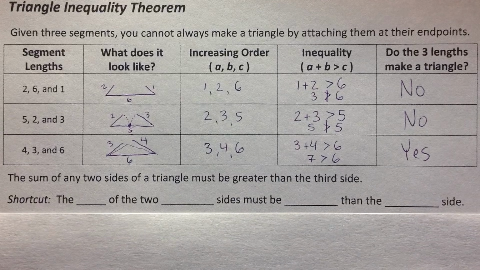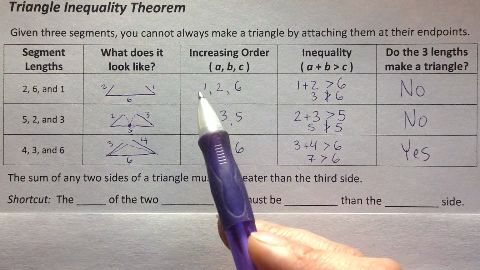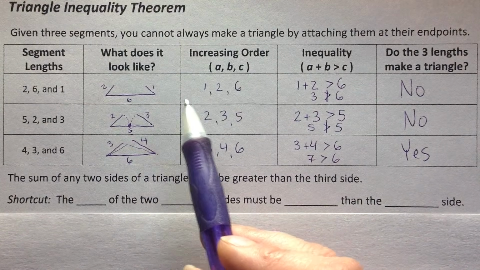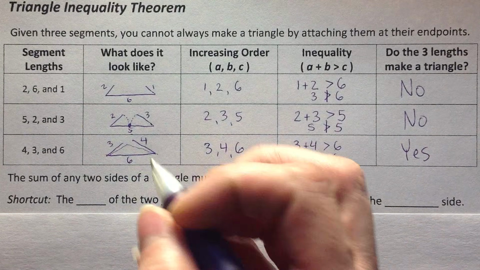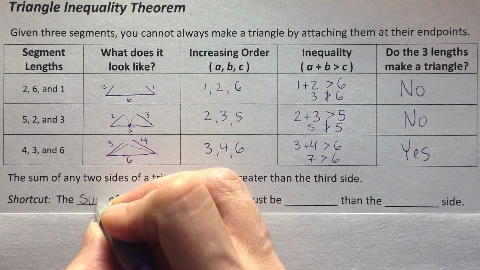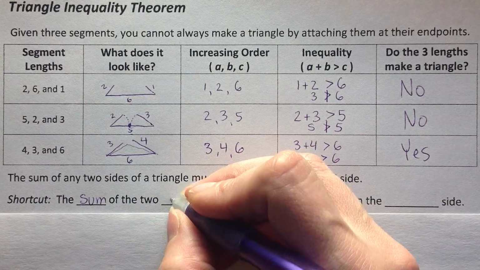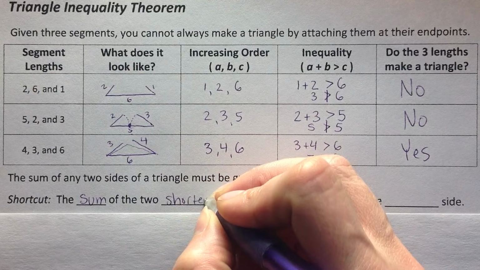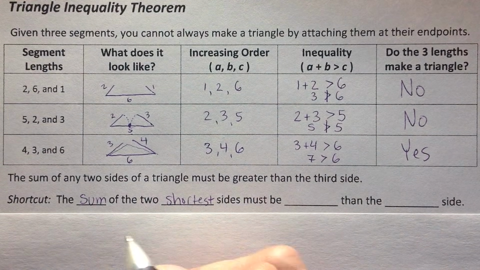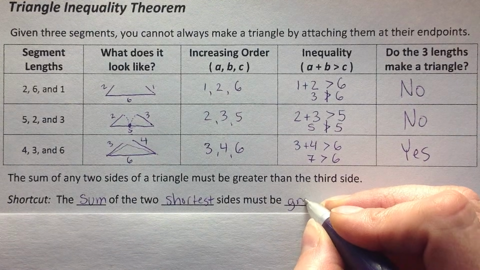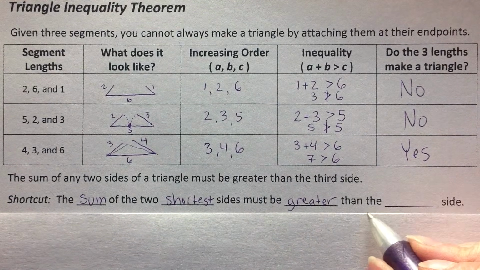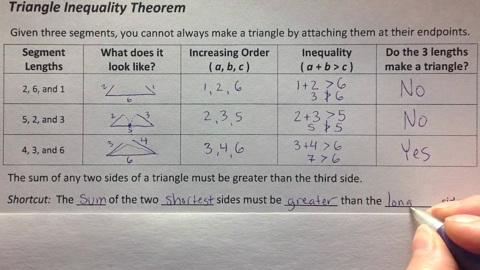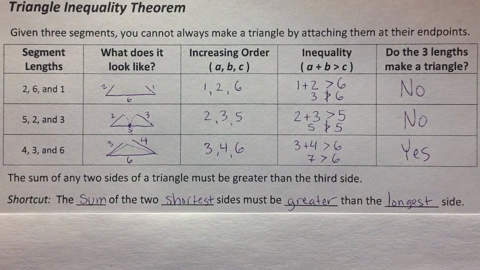I do this shortcut. I say, okay, what do we do here? We laid the longest one down first. We attach the 2 shorter ones. And if their sum, the sum of the 2 shortest sides, if their sum is greater than the longest side, you're going to be able to make a triangle. You don't have to check the other two scenarios. If the two shortest ones add up to more than the longest, you're good.